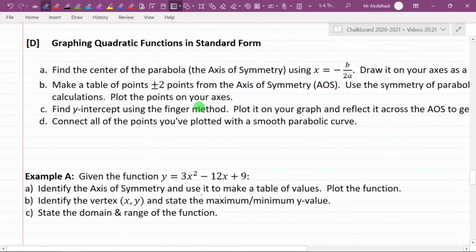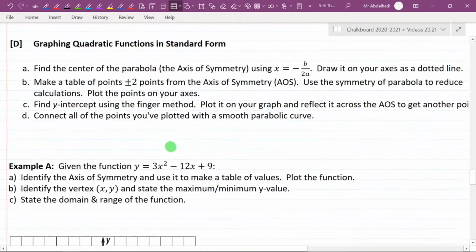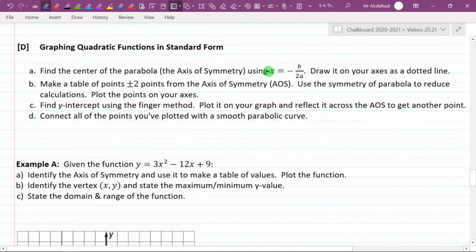So here's the strategy. You're going to use this little formula, x equals negative b over 2a, to find the axis of symmetry. Once we know what the axis of symmetry is, we're going to make a table. We're going to go 2, maybe 3 points to the right and 2, maybe 3 points to the left from that axis of symmetry, and that'll be how we find the table.